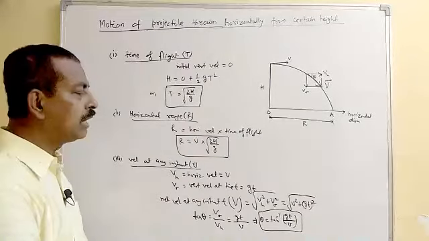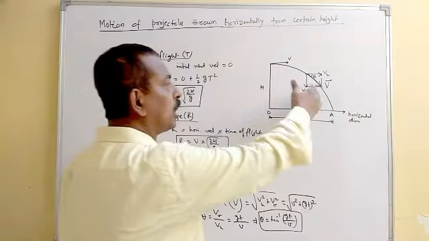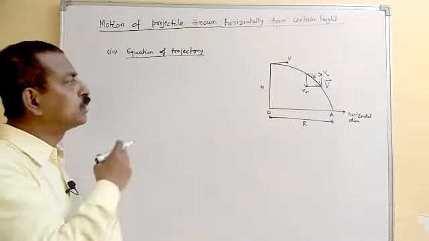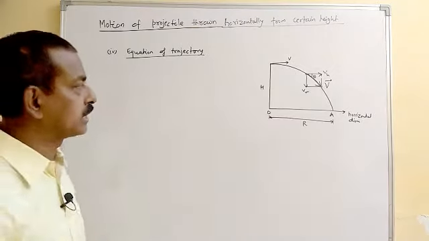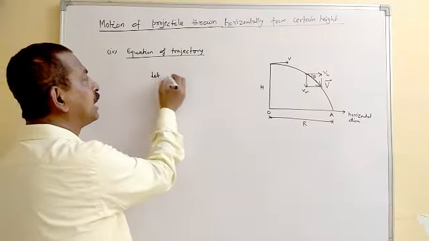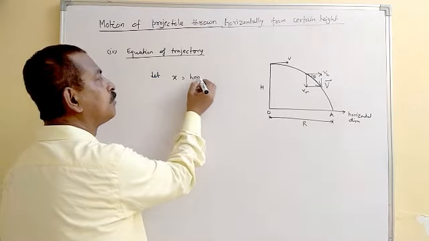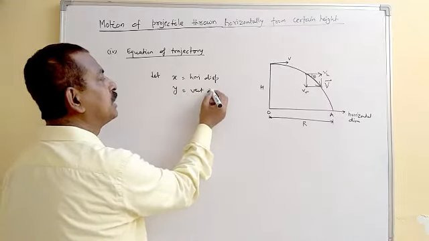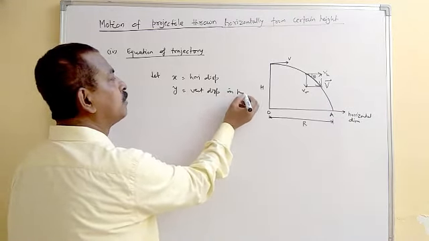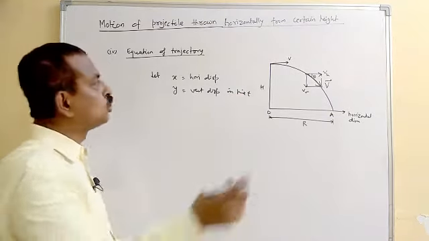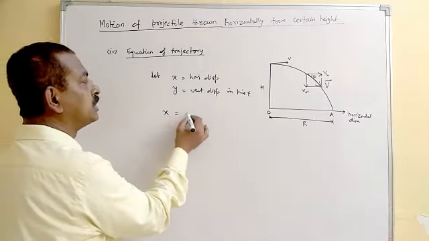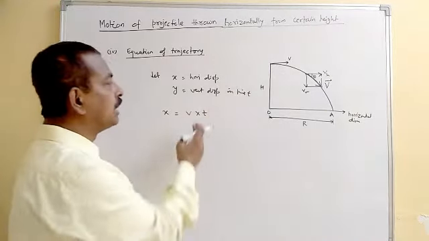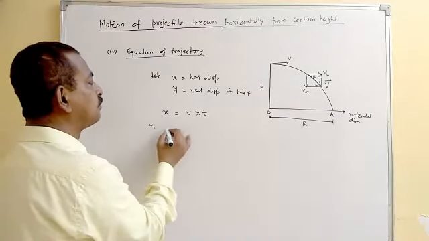This is the expression for the angle made by the resultant velocity with the horizontal direction. Let's now take the equation of its trajectory for this particular case. Again, let's assume x is the horizontal displacement and y is the vertical displacement in time t. So for x, this will be equal to v into t, because the horizontal velocity is v and time is t.